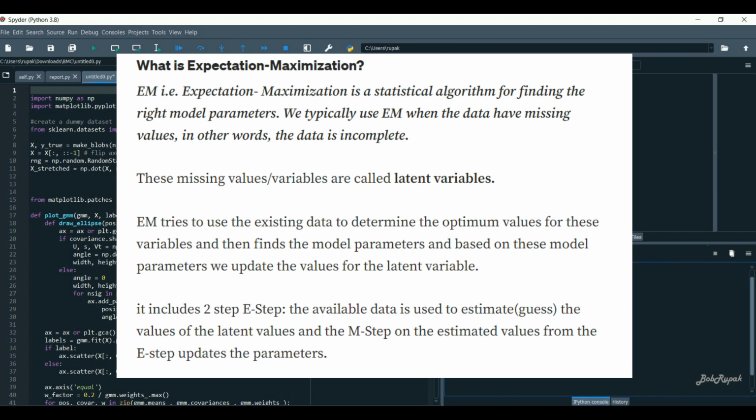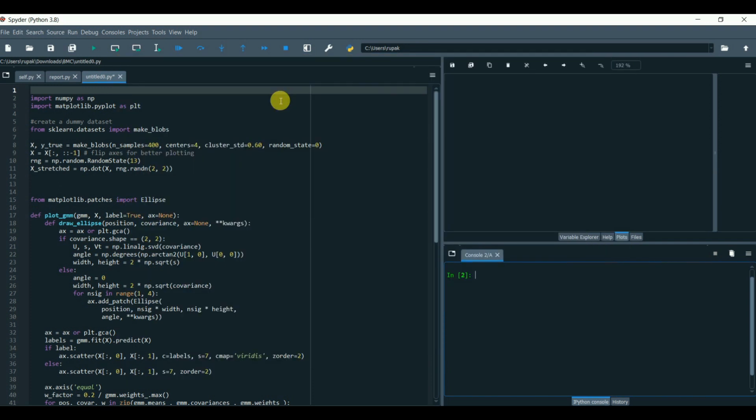EM tries to use the existing data to determine the optimal values for these variables and then finds the model parameters, and based on these model parameters we update the values for the latent variables. It includes two steps. In the E step, the available data is used to guess the values of the latent variables, and the M step, based on the estimated values from the E step, updates the parameters. Expectation maximization is the base of many algorithms including Gaussian mixture models and K-means.